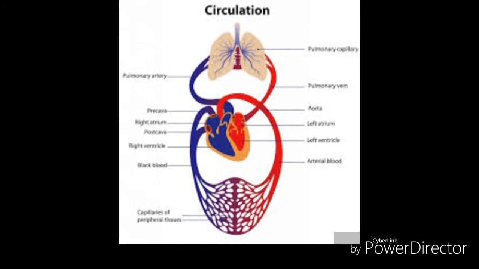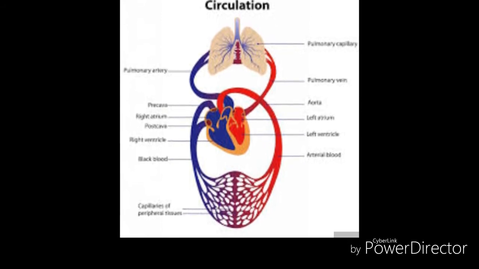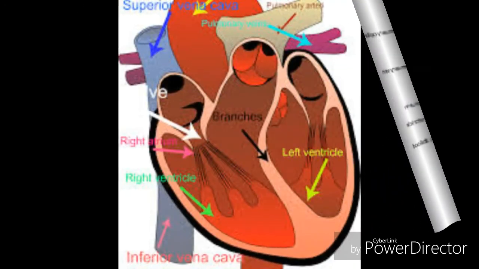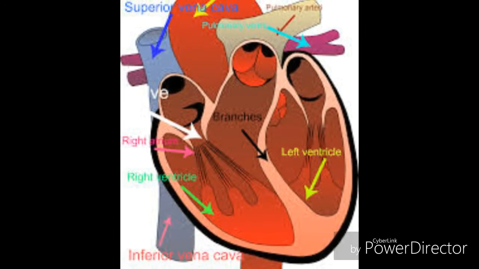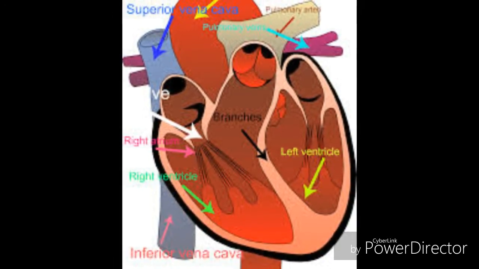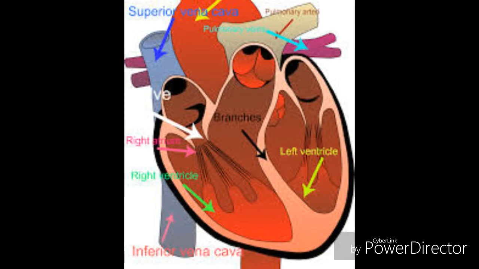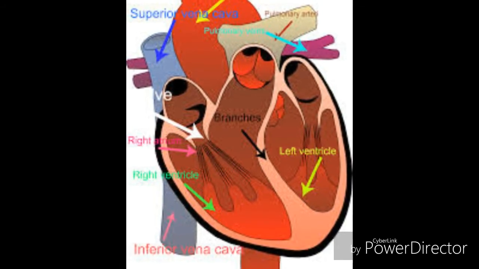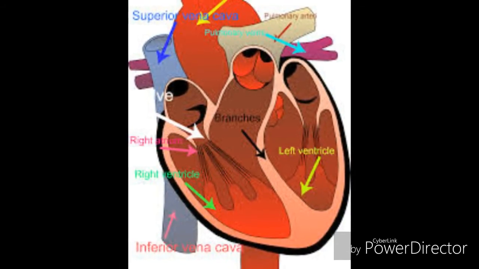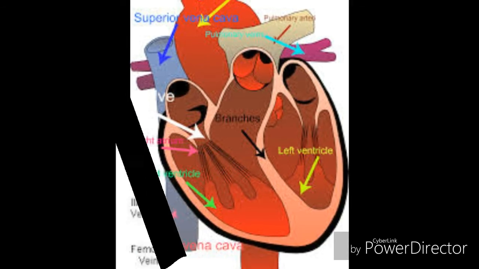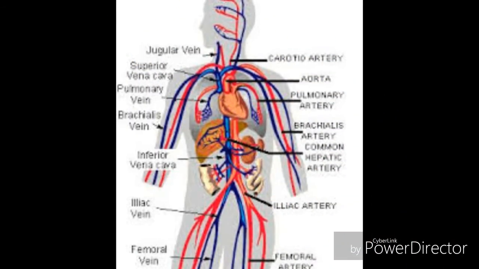Step 4. Four pulmonary veins carry oxygenated blood from the lungs to the left atrium. Blood from the left atrium passes through the bicuspid valve into the left ventricle. Step 5. From the left ventricle, the aorta, which is the largest artery, distributes the blood all over the body.